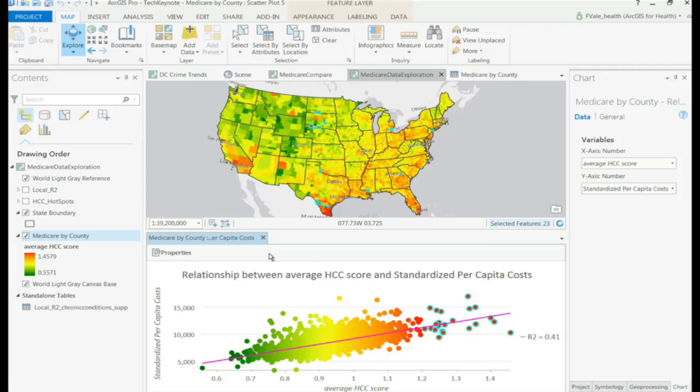I also can look at local R-squared values. So here we get an R-squared value of 0.41, which would mean that the variation in the health of the population explains roughly 41% of the variation in per capita spending.